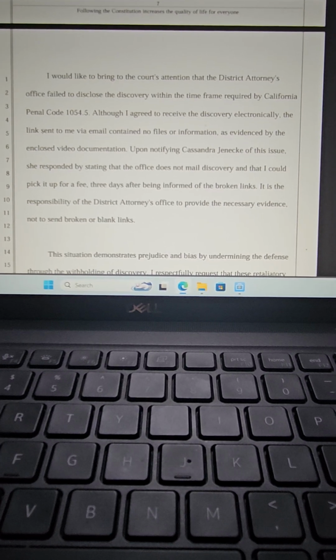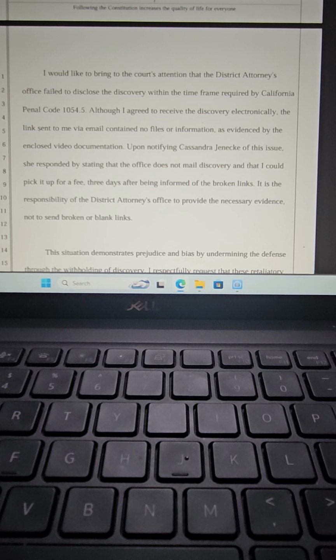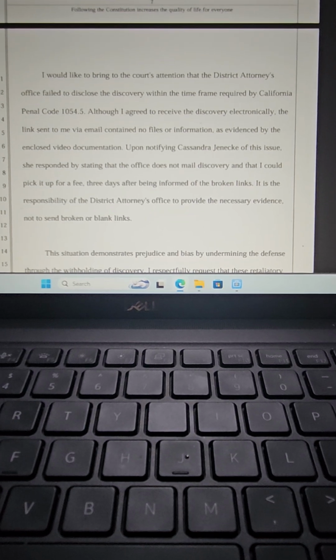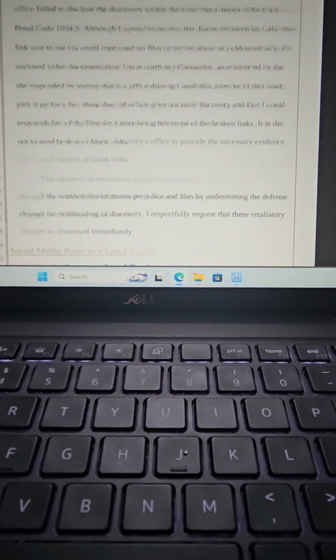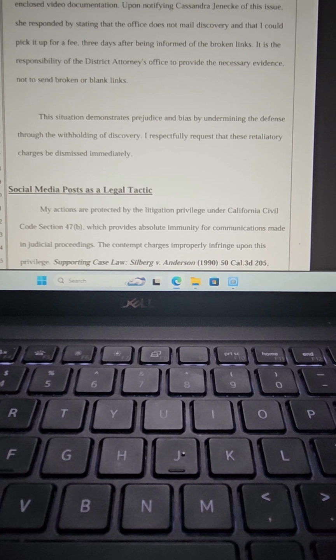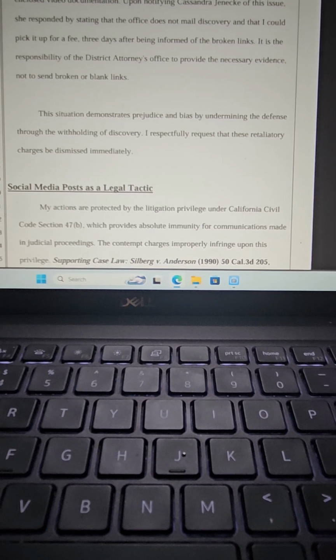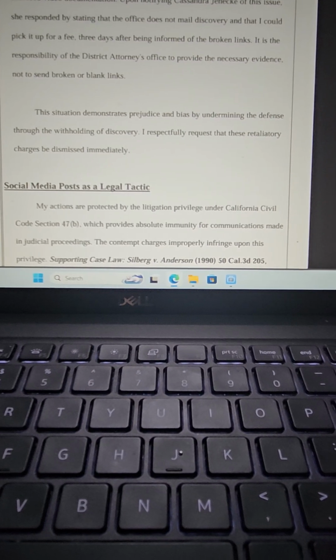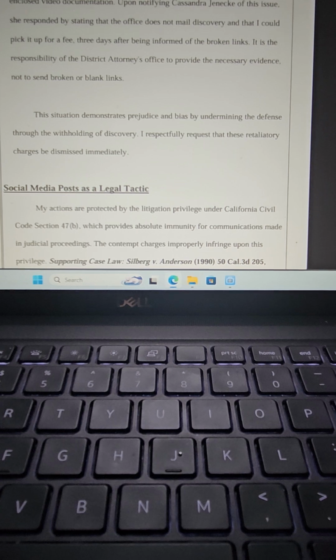It is the responsibility of the district attorney's office to provide the necessary evidence, not to send broken or blank links. The situation demonstrates prejudice and bias by undermining the defense through the withholding of discovery. I respectfully request that these retaliatory charges be dismissed immediately.